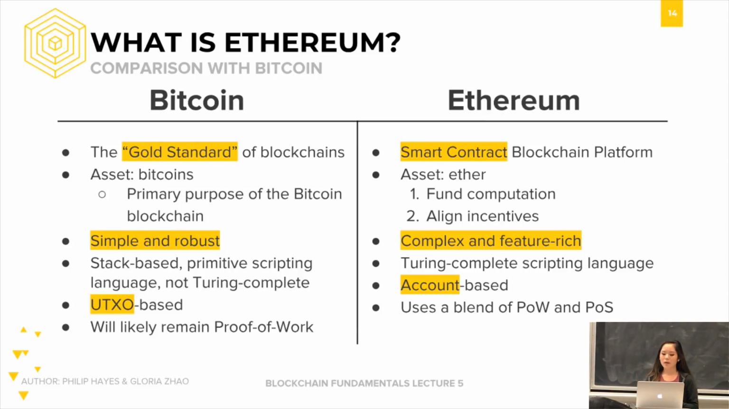And then one other difference between them, Bitcoin is UTXO based. We all remember the UTXO model very well, I hope. And Ethereum actually uses accounts, and I'll go over why. Bitcoin uses proof of work, and it probably will always use proof of work because, like I said, it's hesitant to change. And Ethereum is in the process of blending in proof of stake and switching to Casper.